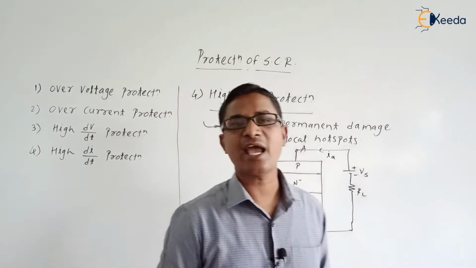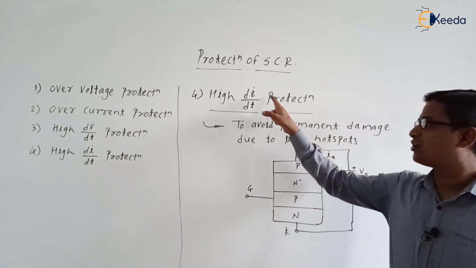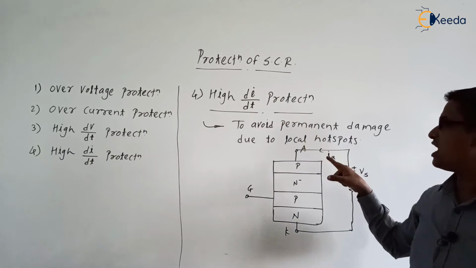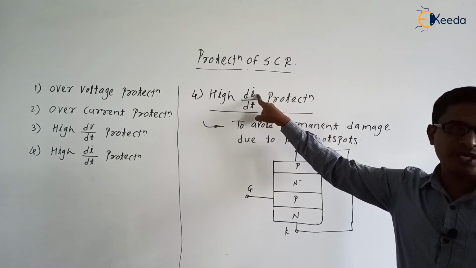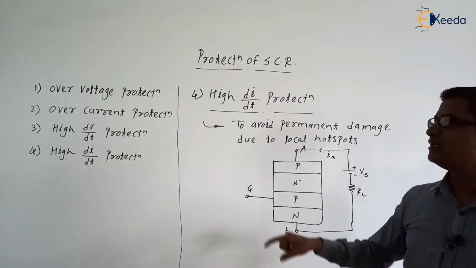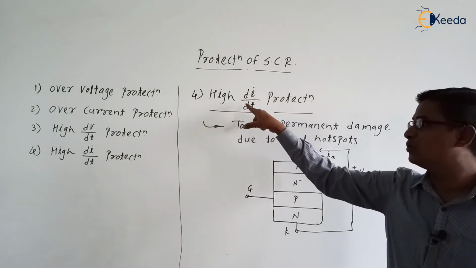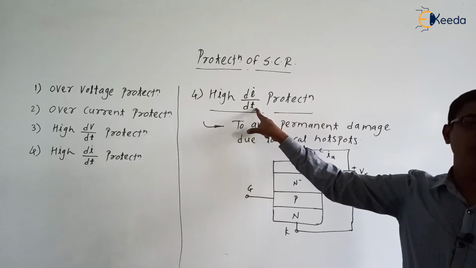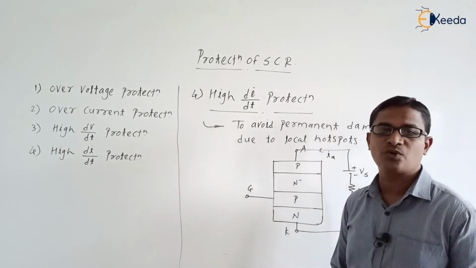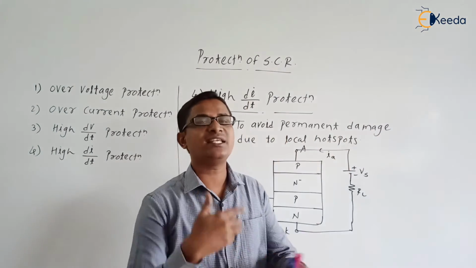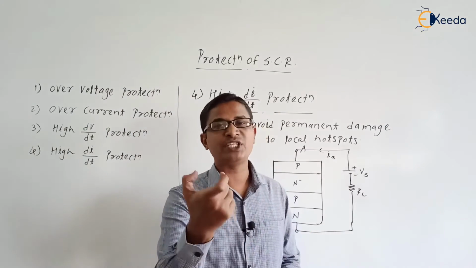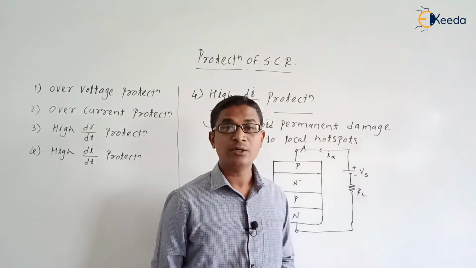High dI by dt means the rate of change of current. Which current? It is IA. The rate of change of current flowing through the SCR is changing to a high value with respect to time. High dI by dt means the current flowing through the SCR is changing to a very high value within a very short time interval. Is this clear? Please try to understand.